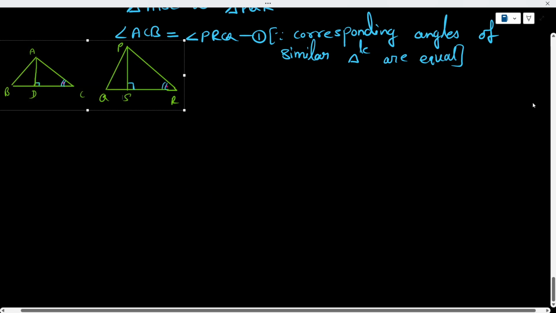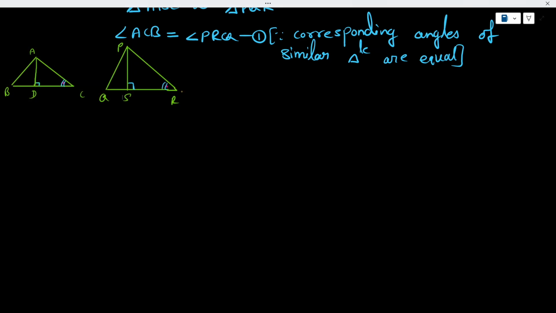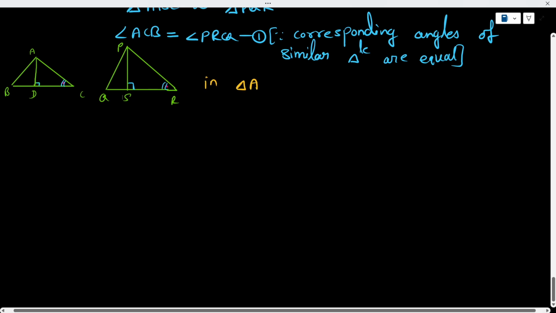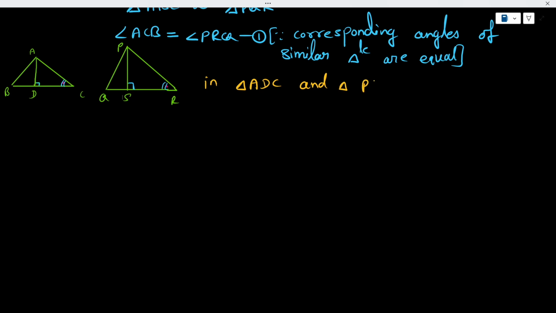Let us start writing here. What can we write on here? Because we are still in the first part, right? So you'll write in triangle ADC and triangle PSR. Which two angles are equal here? Angle ADC is equal to angle PSR because each of them is 90-degree. Each of them are 90-degree, and it's given because they are perpendicular, right?